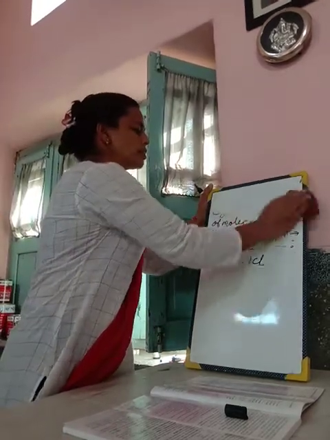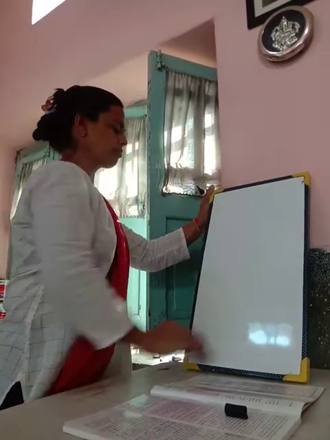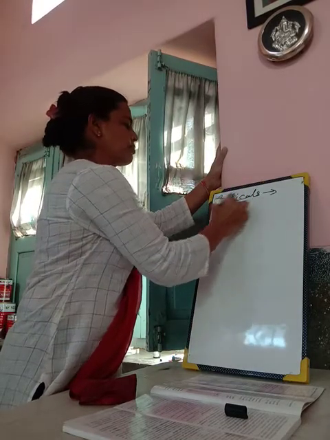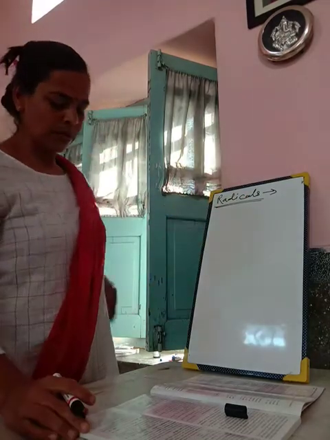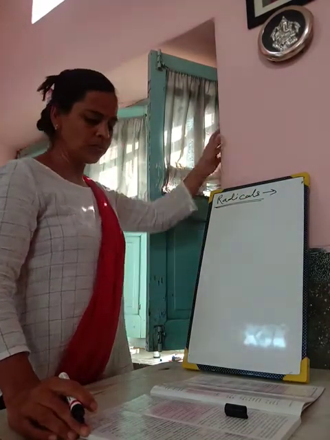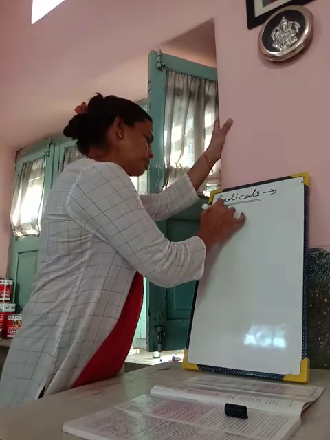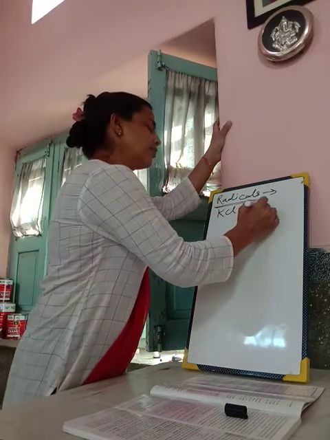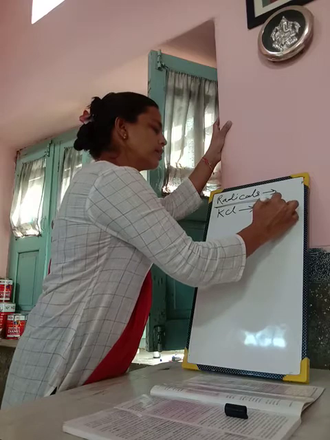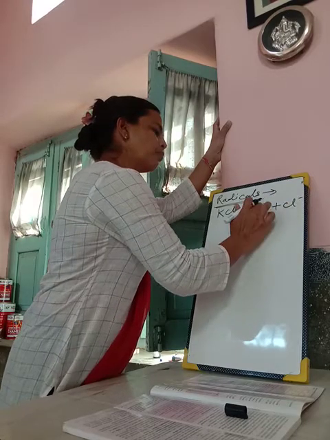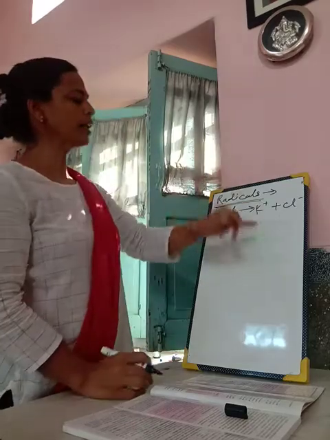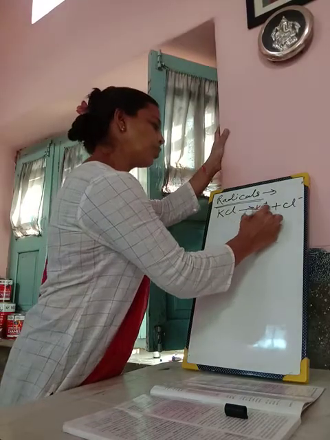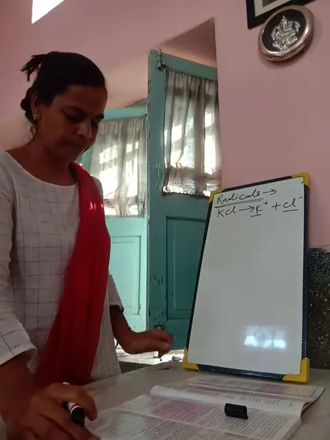Now the next topic is radical. The molecule of a compound is usually made up of 2 parts, for example KCl. When splitting KCl, it gives a positive ion and a negative ion. It gives 2 parts: one part is positive and another part is negative.